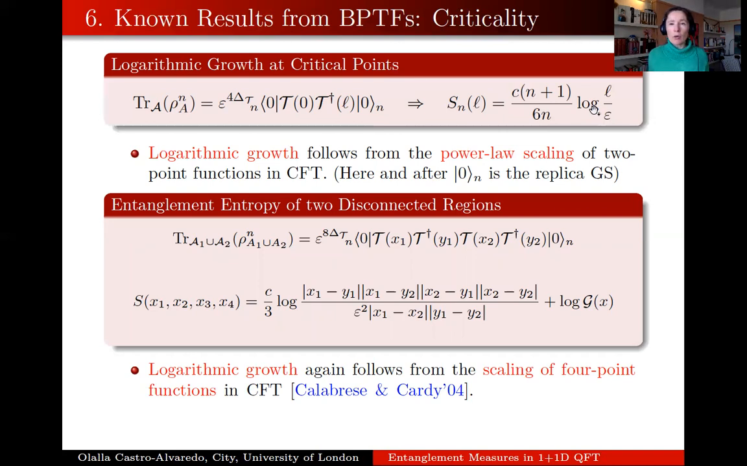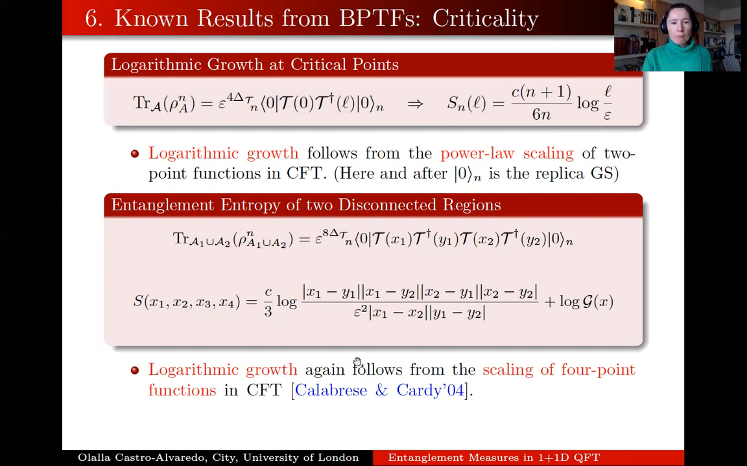So it's also growing logarithmically with the size of the regions, but now because you have two regions, there are different length scales that enter the formula. And so you get logarithms of different distances between all these points. Actually, here I made a mistake. So this x2, x3 should be y2. So this would be x1, y1, x2, y2, as in the correlation function here. So this is a typo, sorry about that.